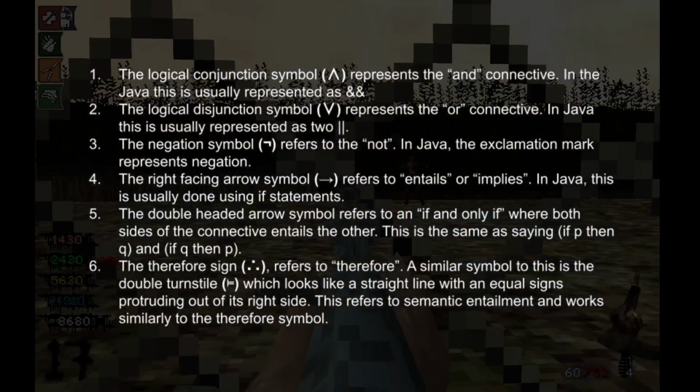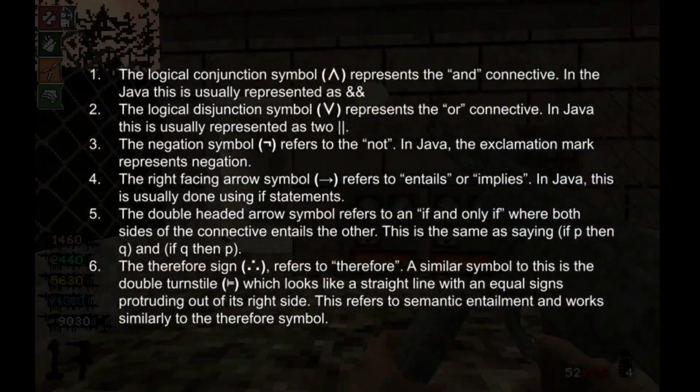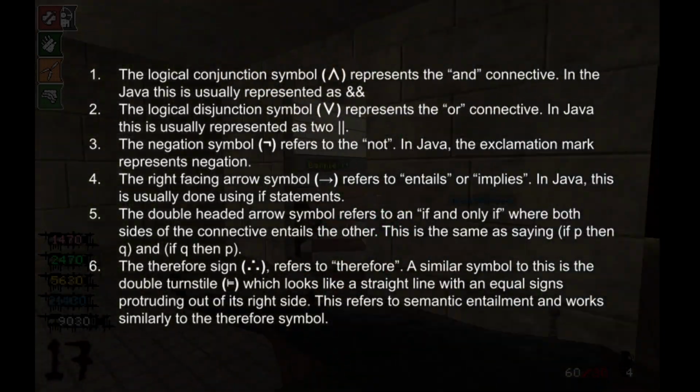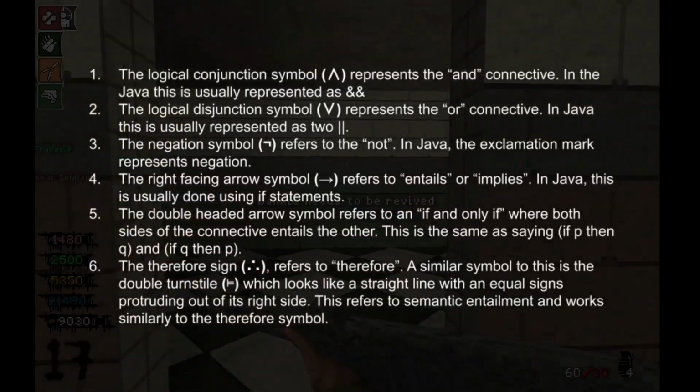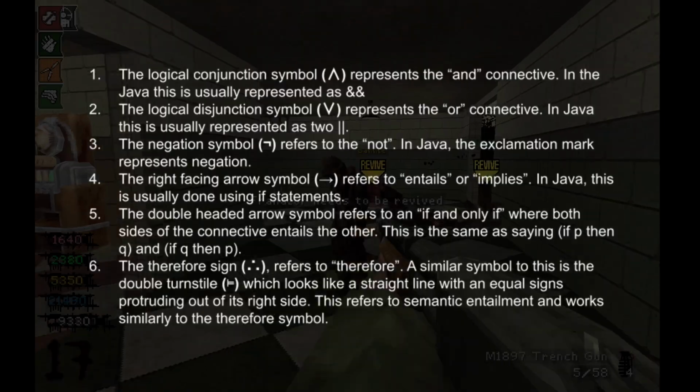Now, the negation symbol just refers to not. And in Java, we use the exclamation point, right? So this is just saying that if you have a proposition P and you want to negate it, you would put the negation symbol before P, right? That's all that is. It's pretty simple.